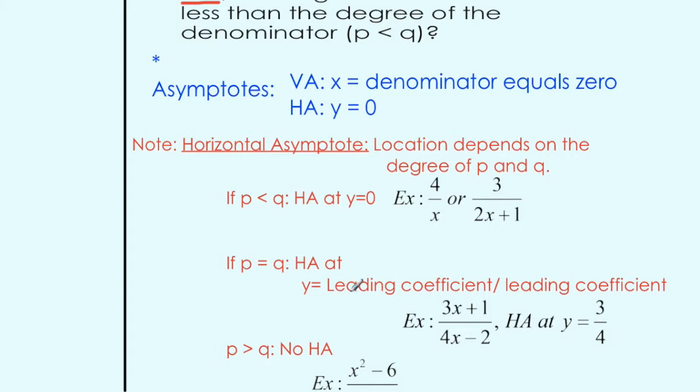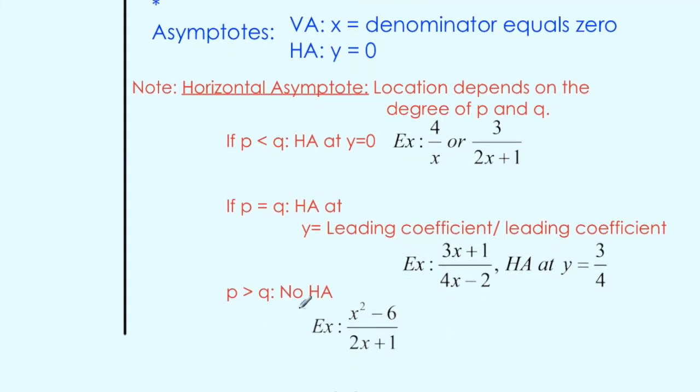If P and Q are equal, then your horizontal asymptote is at the leading coefficient over leading coefficient, like 3/4. Just kind of nice to know. If P is greater than Q, you will not have a horizontal asymptote. However, good news for regular Algebra 2, we won't deal with this. Maybe if you take pre-calc at some point, you would get into this. But for us right now, we're not doing this stuff.